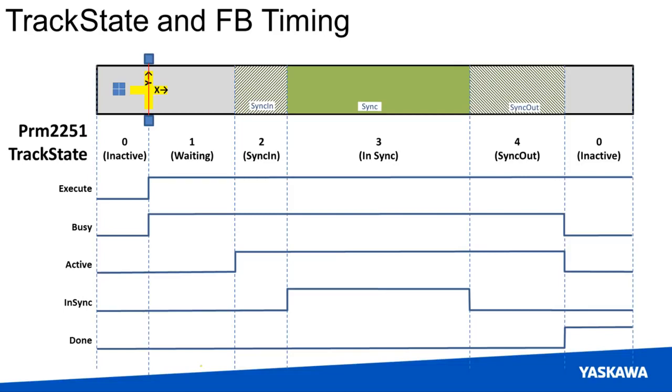The next thing that we can discuss are the outputs of the MC track conveyor belt function block. And the outputs are shown at the bottom here: execute, busy, active, in sync, and done. There's also a group parameter that we can read, parameter 2251, that we call track state, that will tell us what part of tracking we are doing.